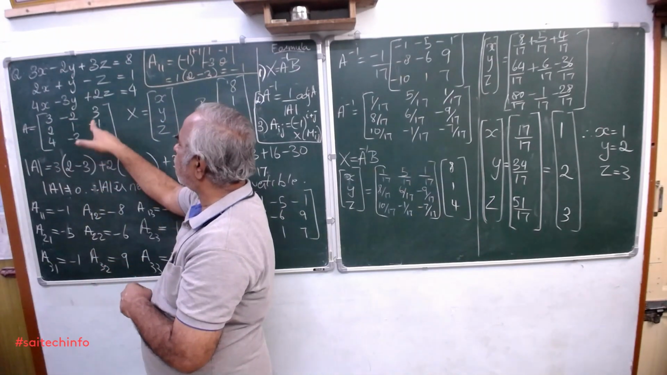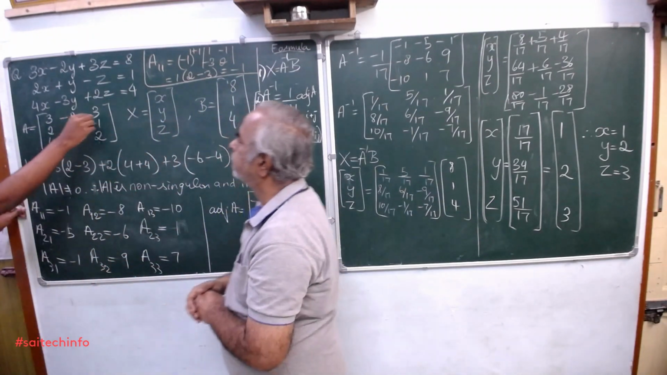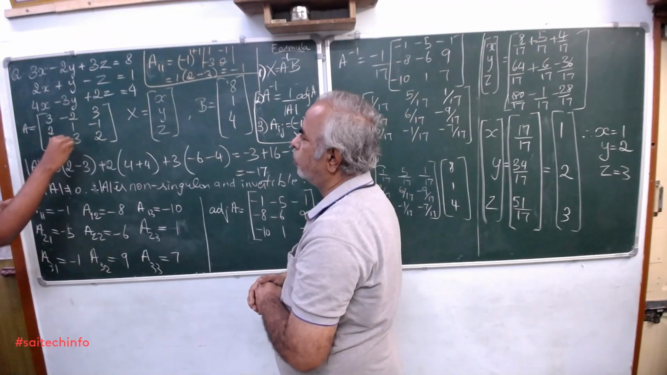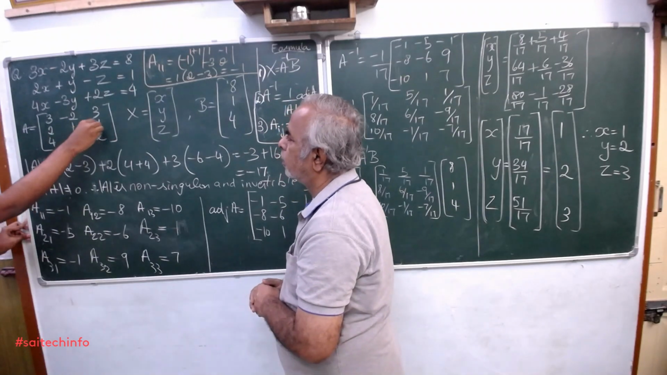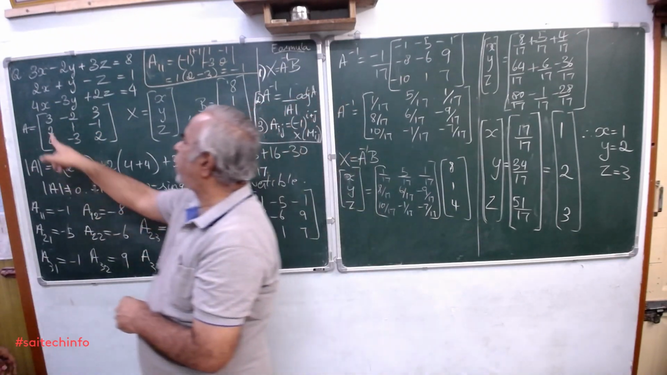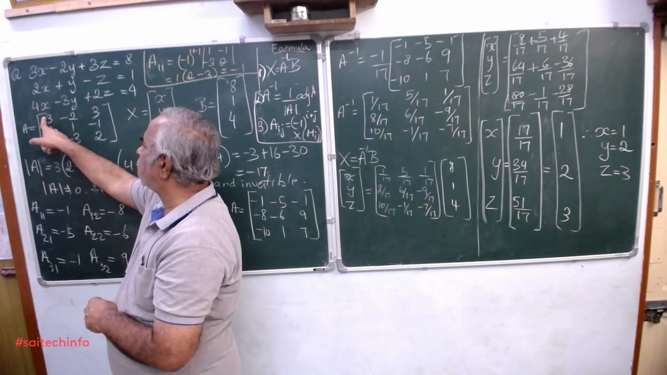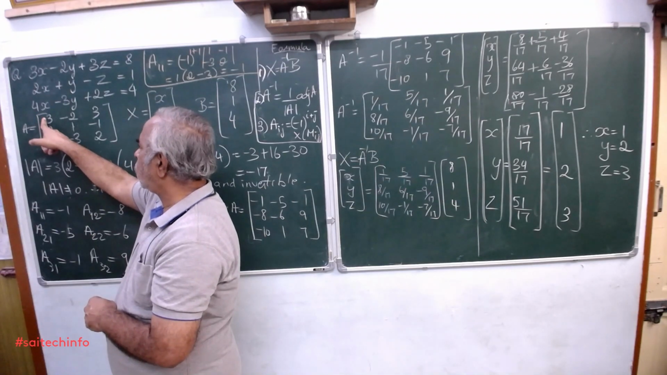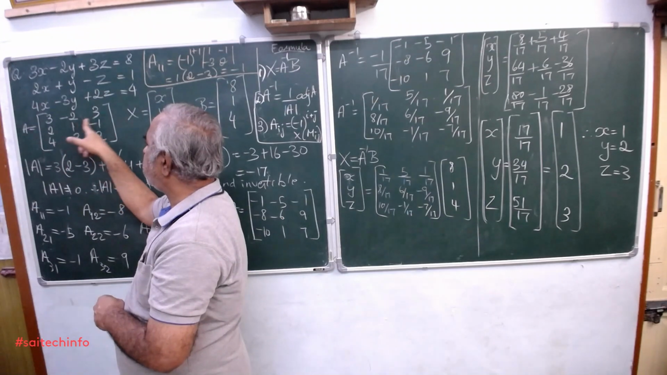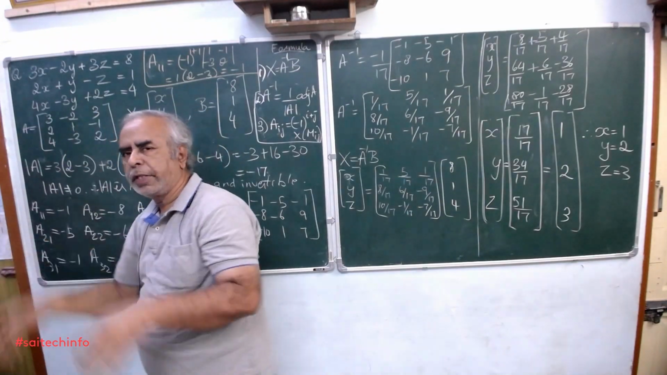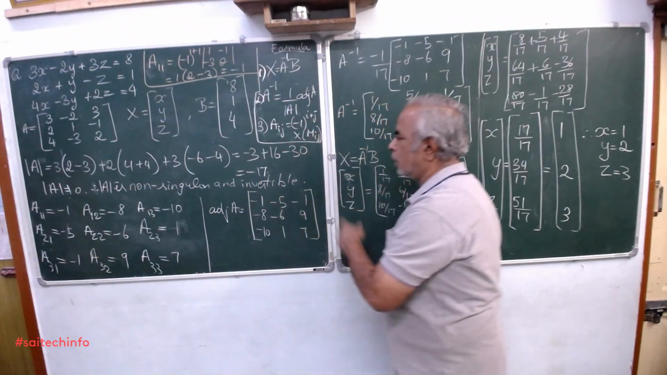What is the minor of 3? Minor of 3 is 2, 4, 1, 3. Very good. What is the minor of the first element? 1, minus 3, minus 1, 2. So when you take the minor of the first row, first column element, you cannot take the first row and the first column. So the remaining should be taken as the minor. I hope it is very clear for you now. Okay, right, now let us proceed.